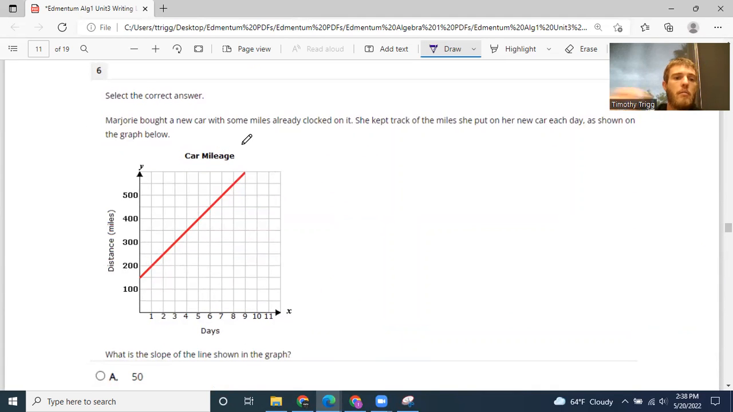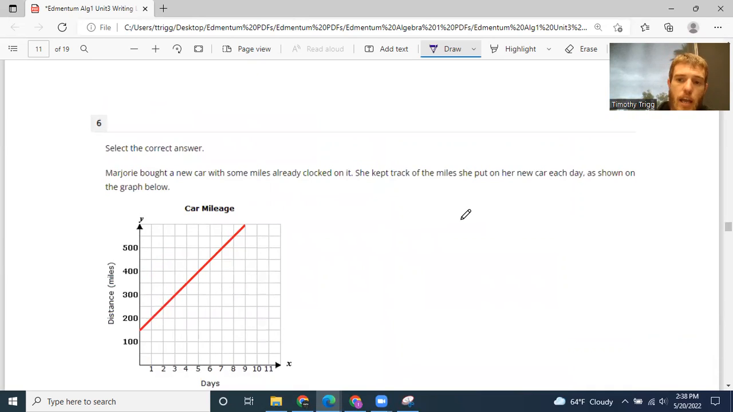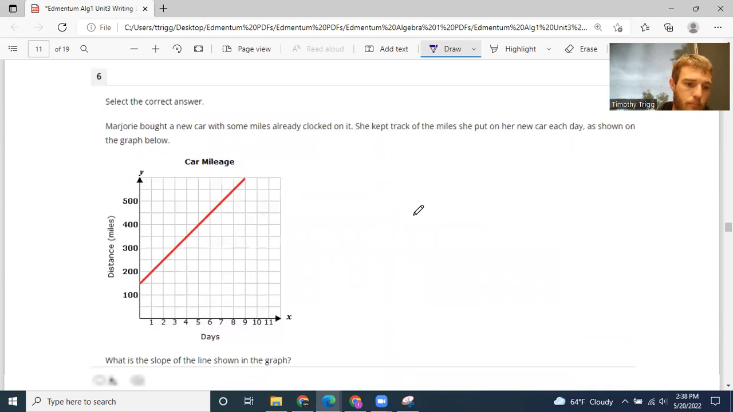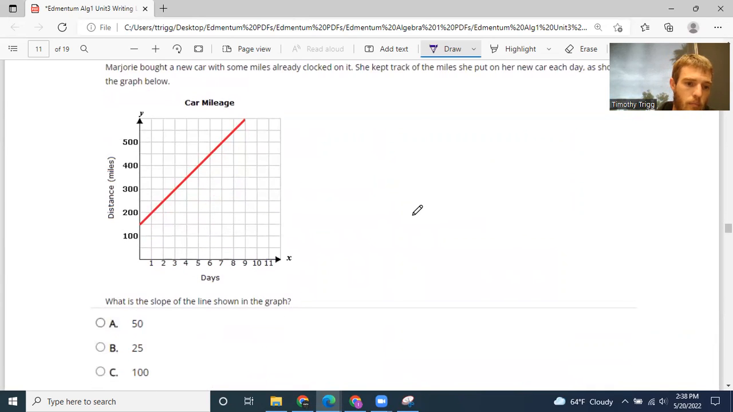Marjorie bought a new car with some miles already clocked on it. She kept track of the miles she put on her new car each day, as shown in the graph below. So it looks like she started with 150 miles. And how many miles is she adding each day? So what's the rise versus run? So what's the slope, basically? Okay, figure that out.